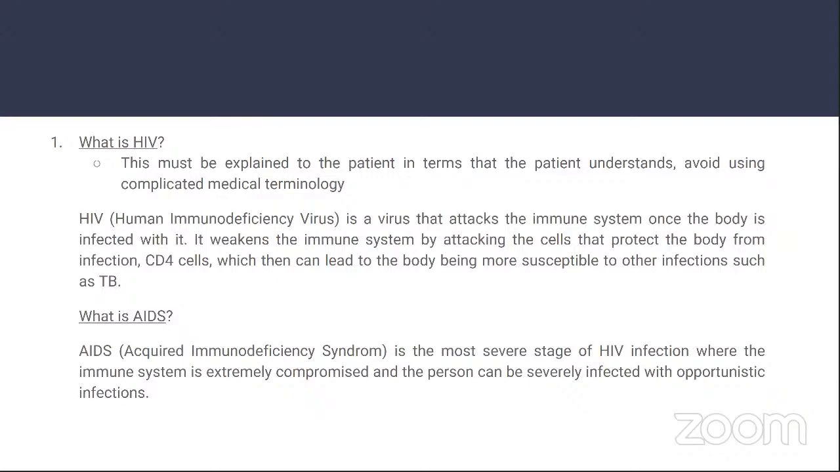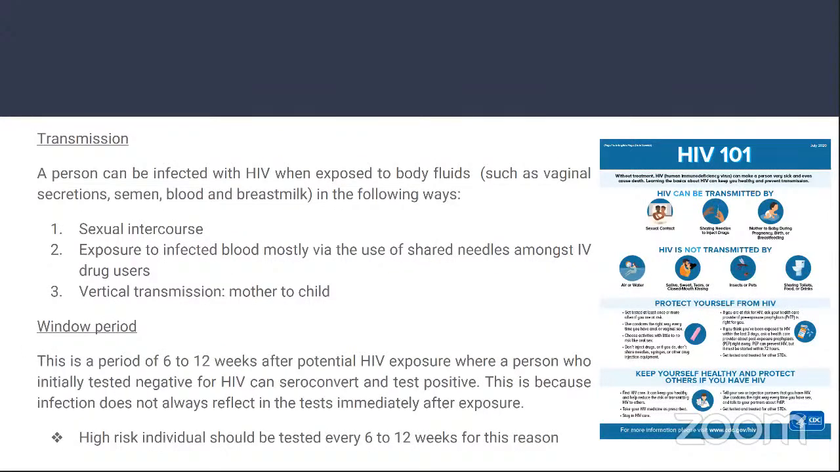doing pre-test counseling. So looking at transmission, we can explain to our patients that they can be infected when exposed to body fluids, such as vaginal secretion, semen, blood, and breast milk. And that can be as below: sexual intercourse, exposure to infected blood, mostly via shared needles amongst IV drug users, but there are also blood transfusions, and then vertical transmission, which is mother to child.